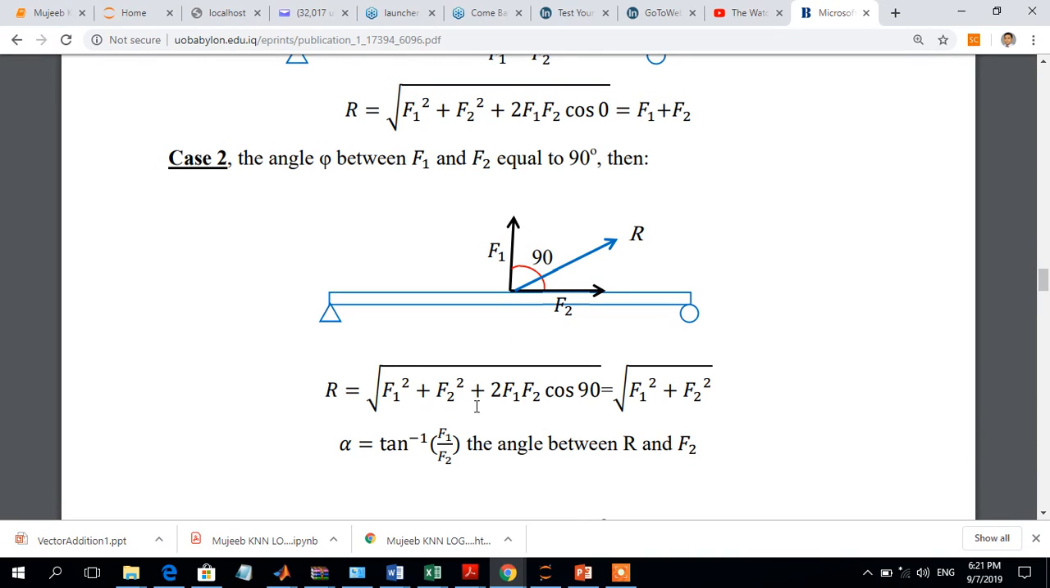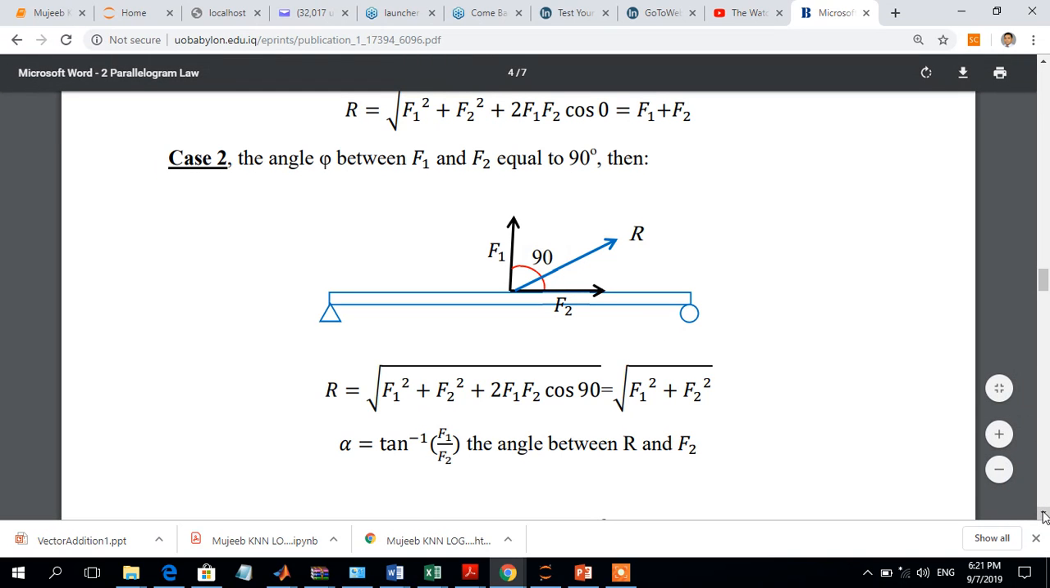In case you are interested in finding the angle of separation between the resultant vector and f2, we can apply the tan inverse rule. Tan inverse of the opposite side divided by the adjacent side will give you the corresponding angle. So if you want to calculate the angle between r and f2, or between r and f1, you can apply this rule, tan inverse of the opposite side divided by the adjacent side. Keep in mind that the angle will determine which side is opposite and which side is adjacent.